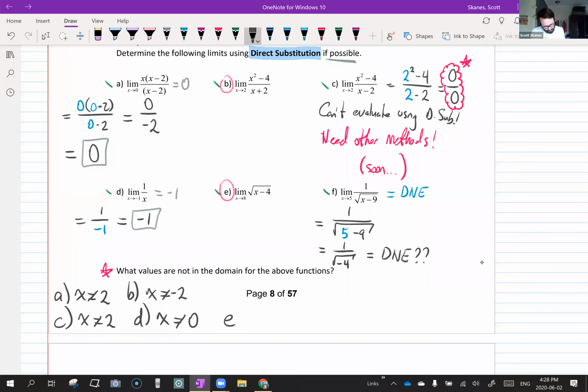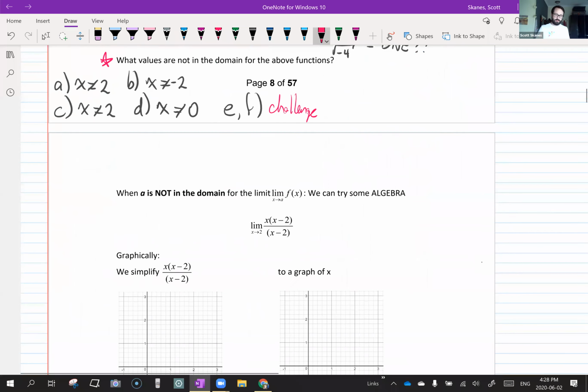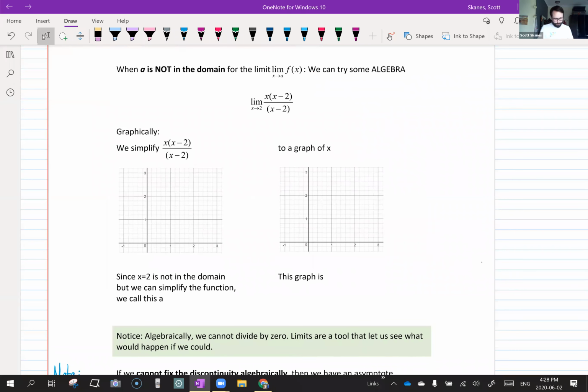For E and F, that's more of a challenge question. They need to be greater than 4 and greater than 9. But I'm not even going to write them down because I don't want you to worry about those. Just forget about those for now. I want to focus on the meat. We're nearing the end of the course, and I don't want to bog you down with something complicated. If you're curious, you can look up the answers, but for now, we're going to skip them.